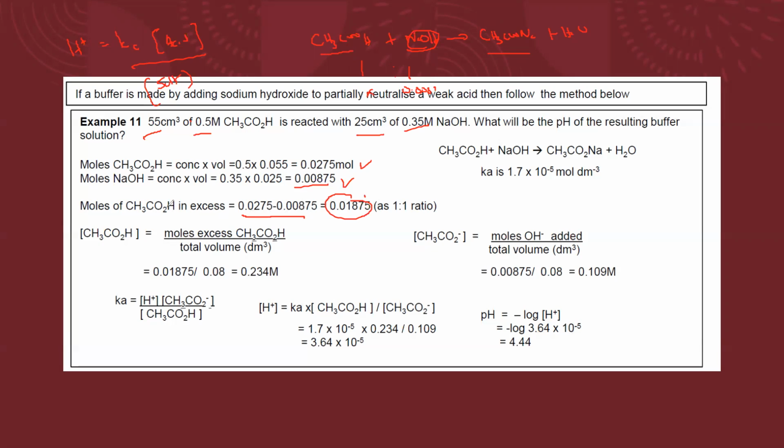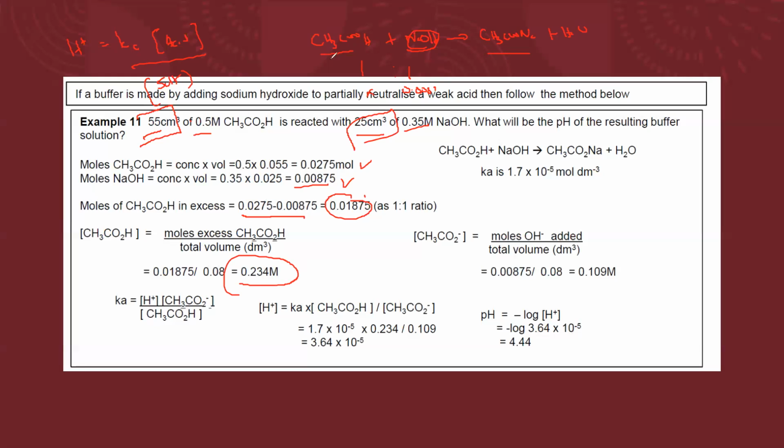When you subtract, these are the moles which are left for ethanoic acid. So you can find the new concentration: you have the moles, divided by volume. What is the volume? Because you mix 55 cm cube of acid with 25 cm cube of alkali, the total volume is 80 cm cube, which is 0.08 dm cube. So this is the new concentration of ethanoic acid, because unreacted moles of ethanoic acid are there, and that will change the concentration of ethanoic acid in the solution.